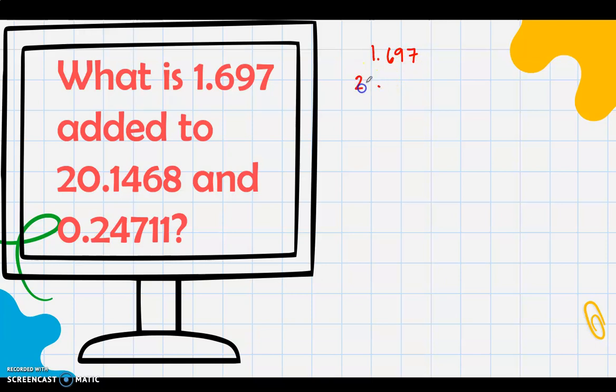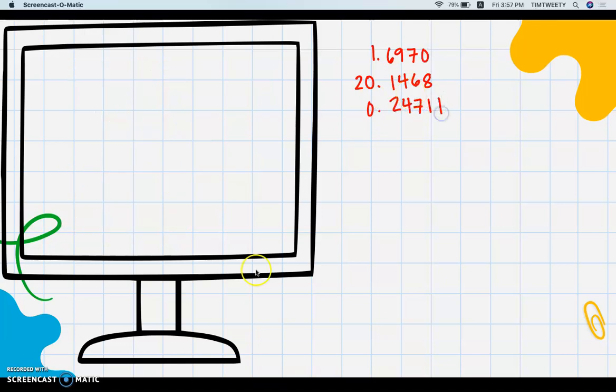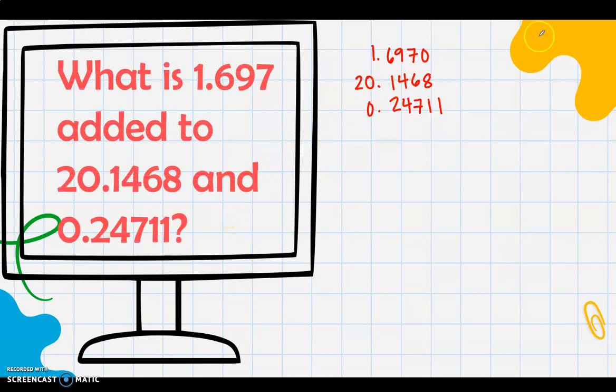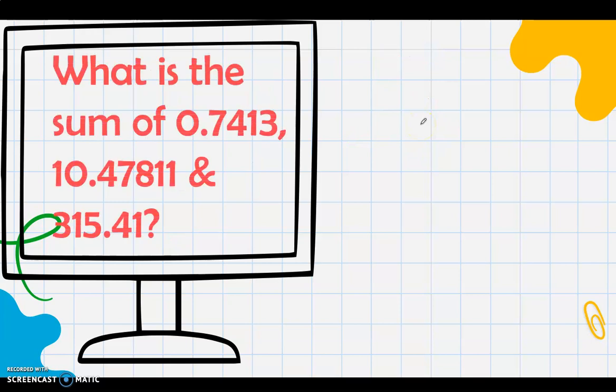So decimal point, that is 20.1468, then 0.24711. So this is the time that we are going to add zeros to fill the empty place value, so that you can just add easily. So we have 1, this is 9, you add from right to left. 14 plus 6, it's 20, carry 2, 8, 10, 19, carry 1, 6, 7, 8, 10, carry 1, 2, then 2. And do not forget to write the decimal point. You should align it to the decimal point of the addend. So the answer is 22.09091.